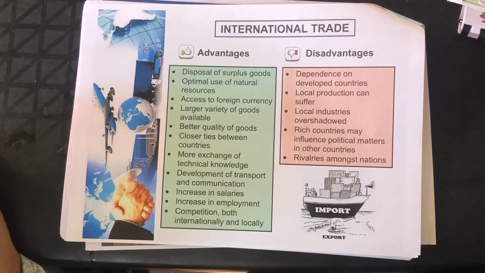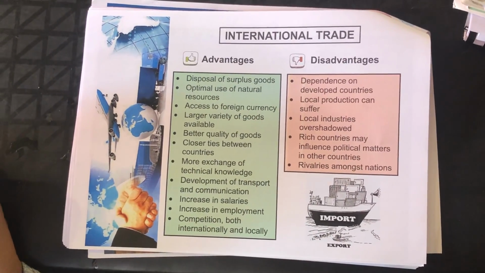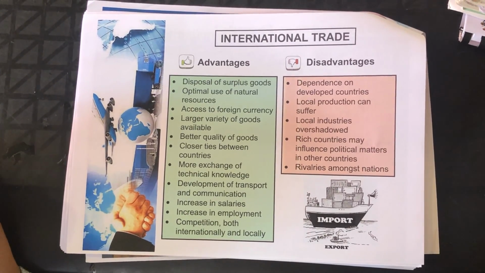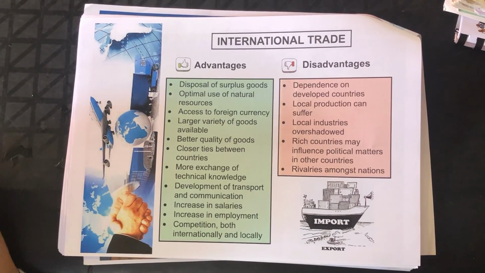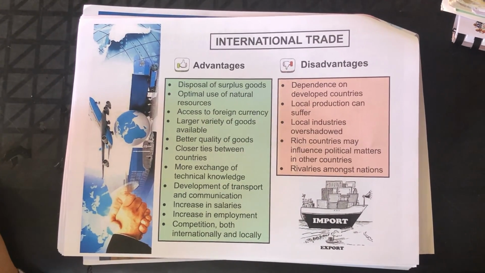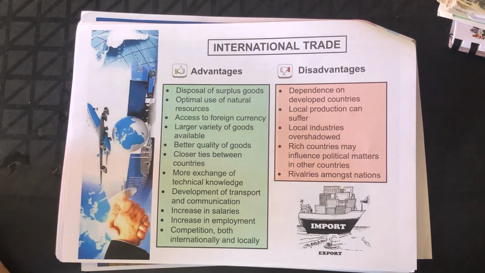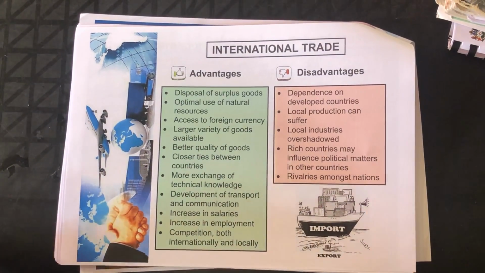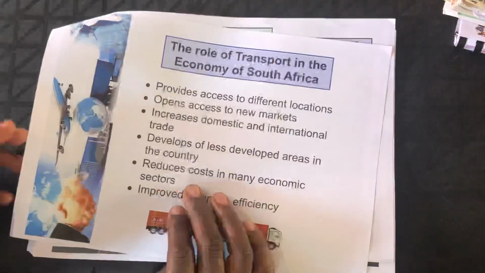Disadvantages of international trade. Local production can suffer. Local industries are overshadowed because people are just thinking about getting goods from USA, getting goods from these countries and so forth. So rich countries also have an influence. They become richer than the poorer countries because they take advantage that they are ahead of development.